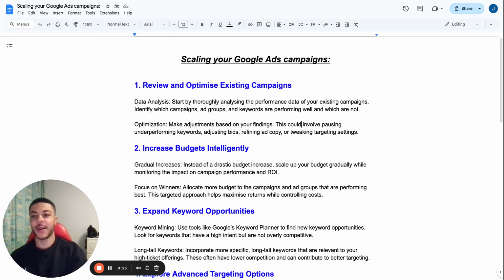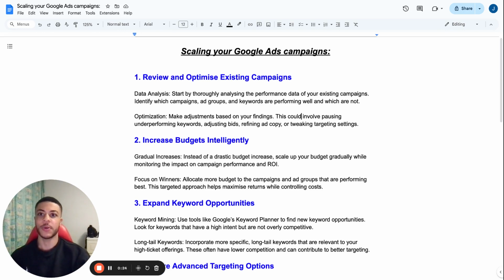So, number one, you'd like to review and optimize your existing campaigns. How do you do this, you might ask? So, you want to use data analysis. You want to start by thoroughly analyzing the performance data of your existing campaigns, identify which campaigns, ad groups, and keywords are performing well and which aren't.